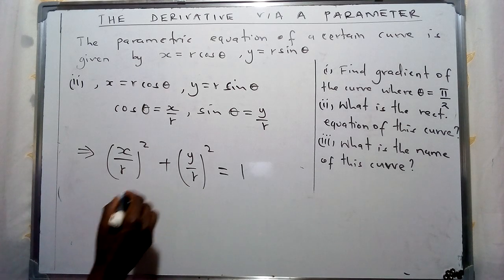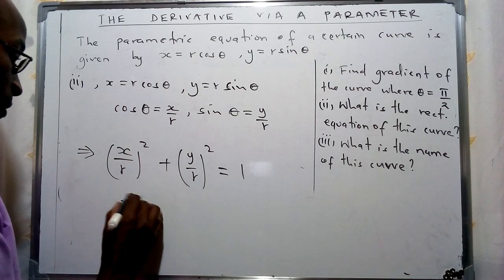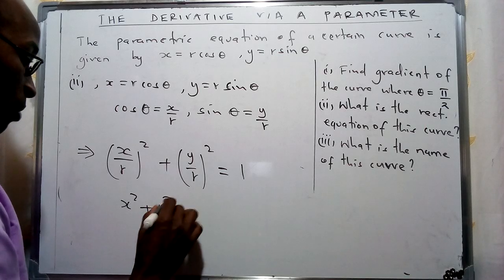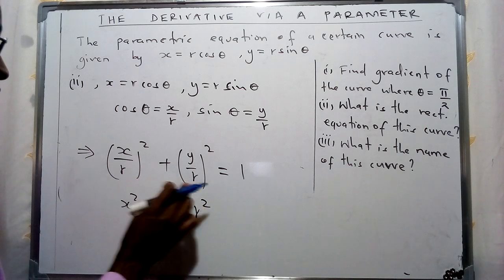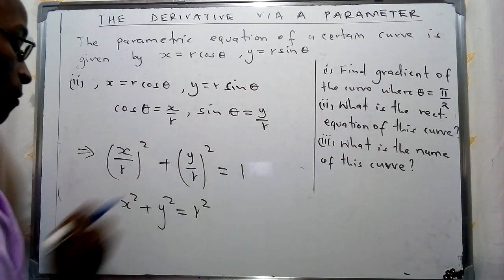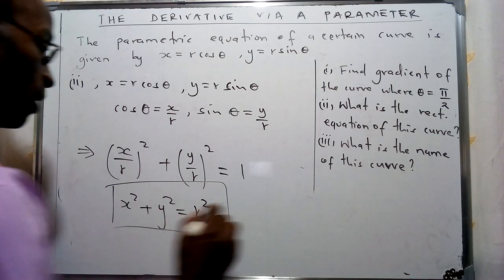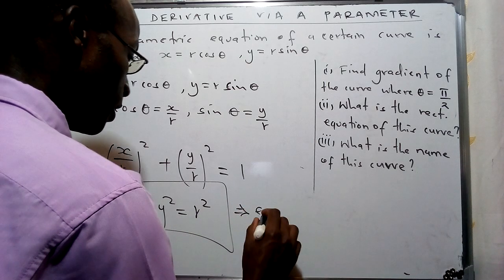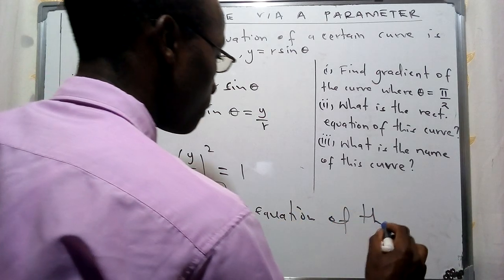So this implies that if we have a common denominator of r squared, then we can have this given in terms of x squared plus y squared, which is equivalent to r squared. So basically I've taken the common denominator for the two, and I've done a cross multiplication for the unit, and we are going to have this particular equation of the curve given using this representation.